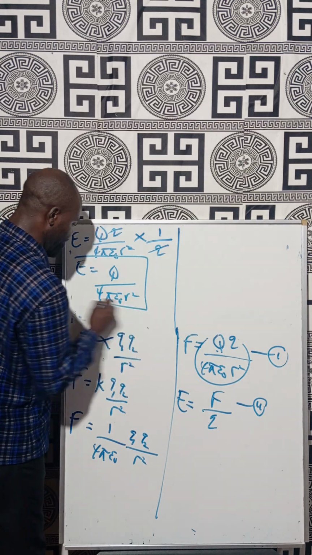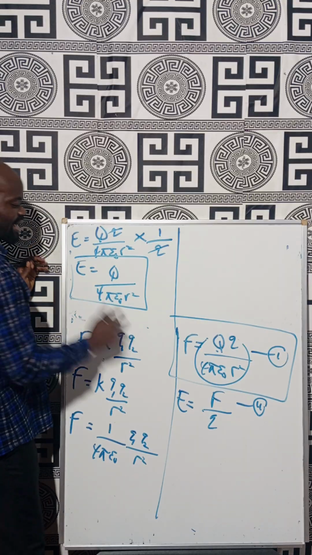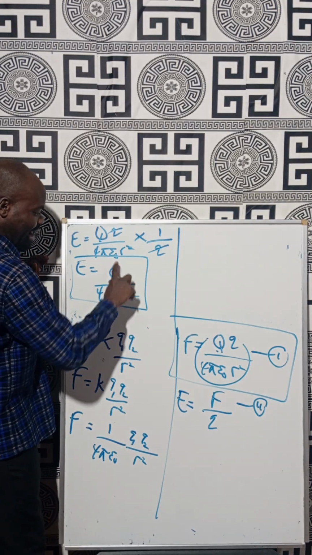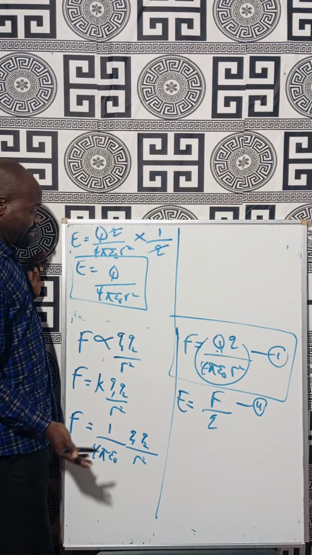This is the second formula. This is the first formula. This is the second formula. You can see how F and E are related. You can see they have similar parameters there. You understand that? That's the second one.